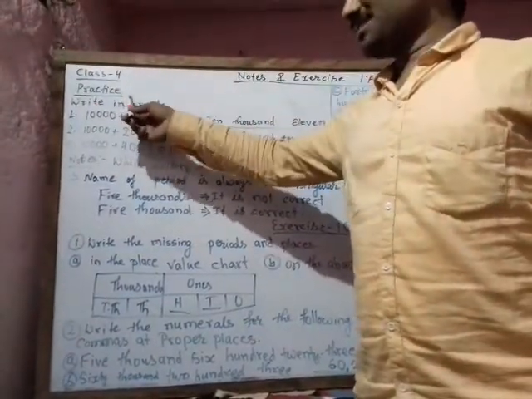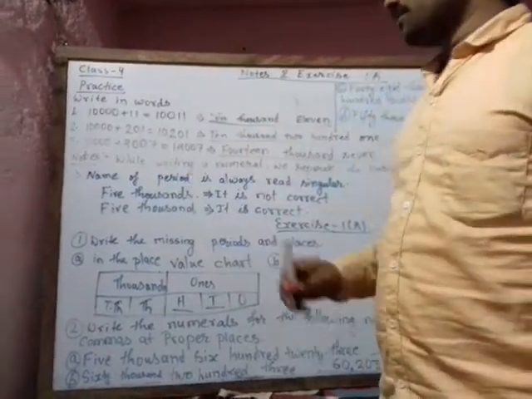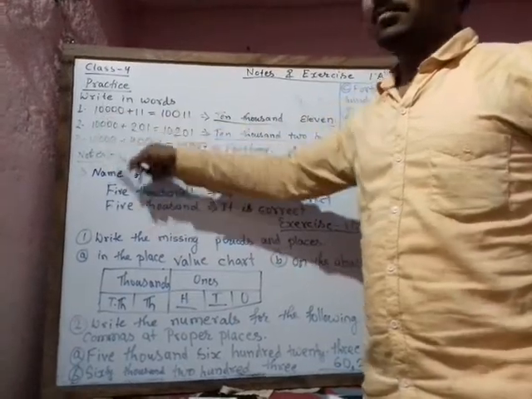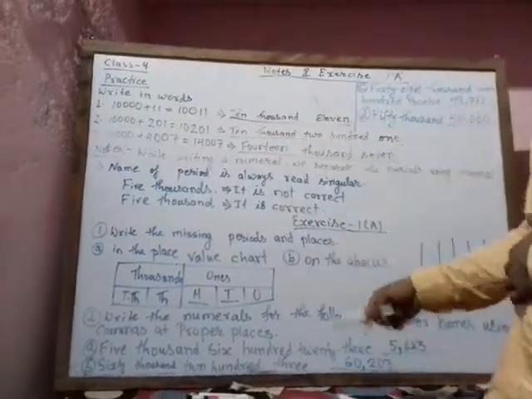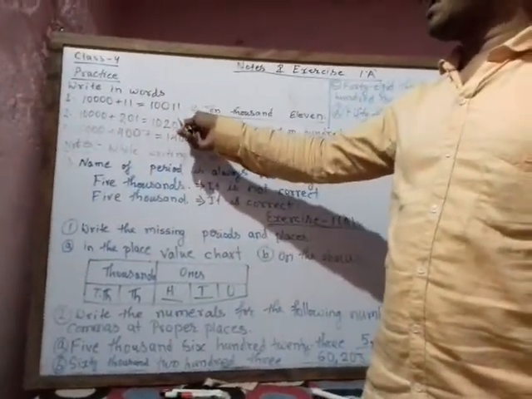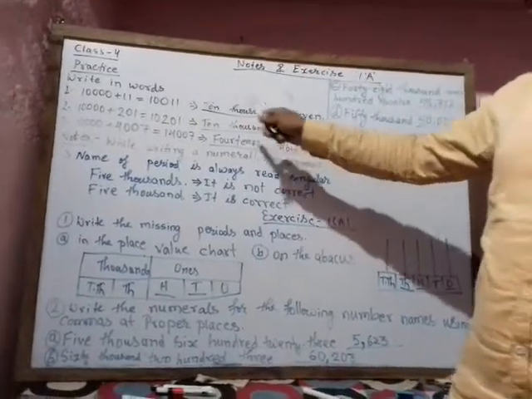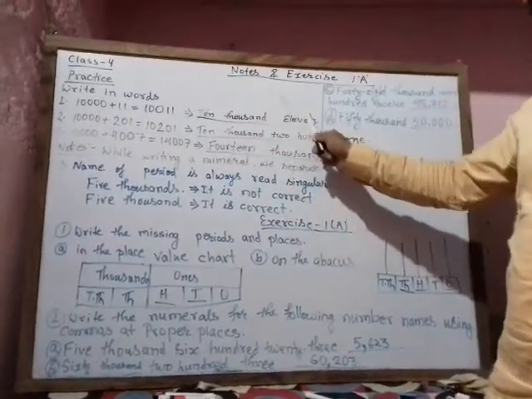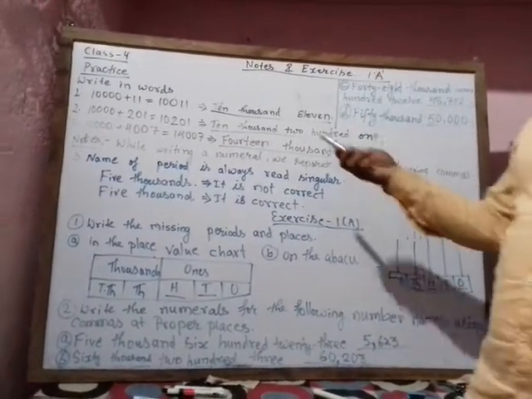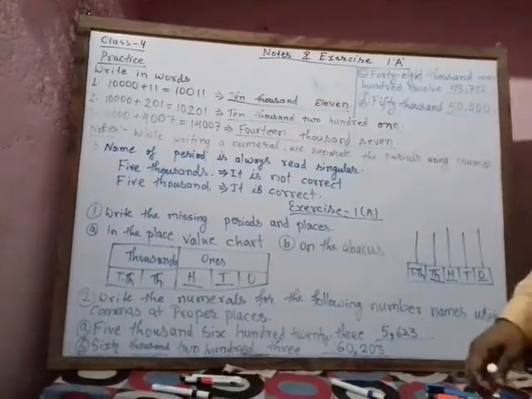Practice questions. This is given in your book. Here, write in words. This is ones, tens, 100, 1000, 10,000. Here we will be dealing mostly with 5-digit numbers, which are in your exercise. So 10,000 plus 11 becomes 10,011. This much has been given in the question. You have to write in words. So I have written 10,011. You can see the spelling and try to write the spelling properly. THOUSAND, 1000 is there.